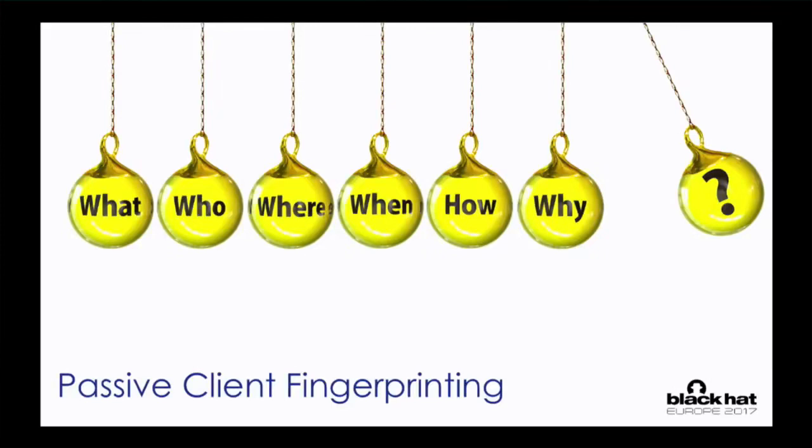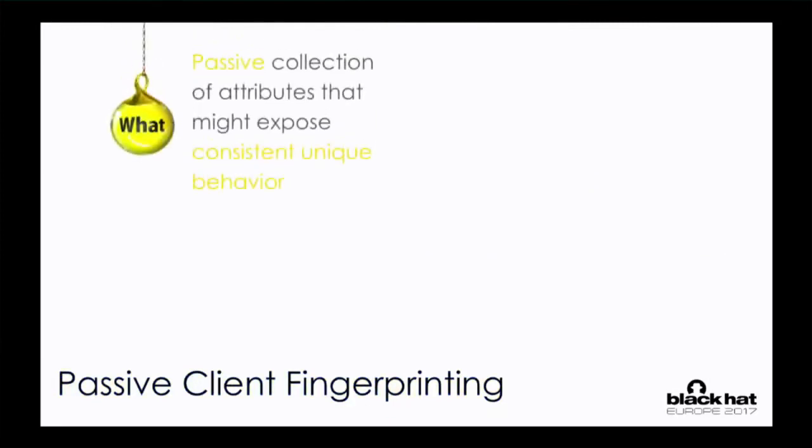So now that you have a fairly good understanding of H2, let's talk about passive client fingerprinting. As the name suggests, this is a passive form of fingerprinting. We do not inject anything to the client. We do not execute or run anything on the client side. All we do is simply observe the behavior of the client, and from that we are trying to expose some consistent, unique behavior that would differentiate this client from other clients.